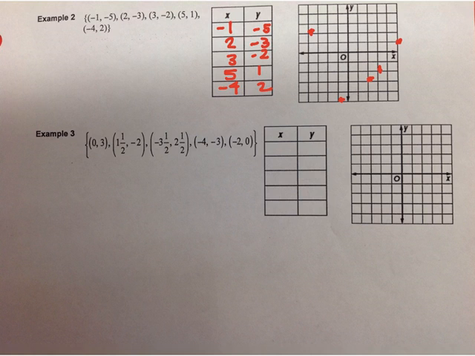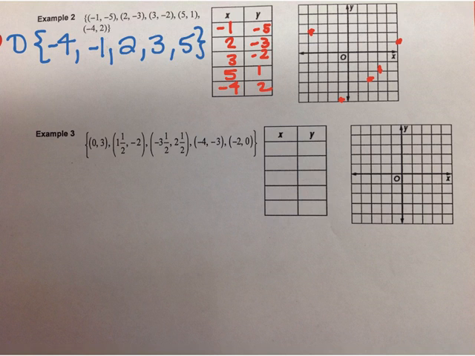So once again, I got to list my domain and my range. We said that my domain is all of my x values. So I'm just going to write D for domain. All right, and I have to list them in numerical order. So the first one I'm going to write is negative 4. Then I'm going to write negative 1. Then I have 2, 3, and 5. Pretty simple.